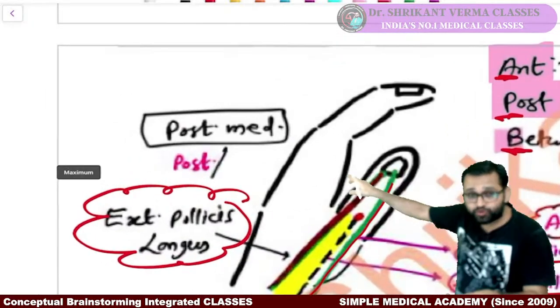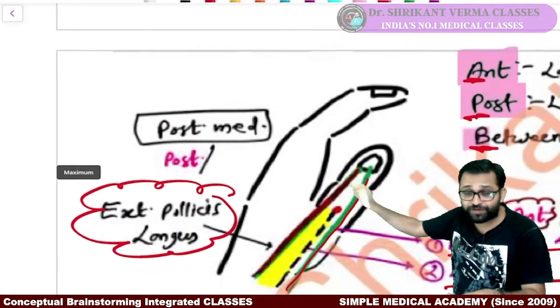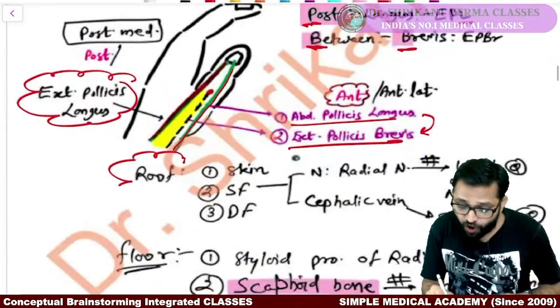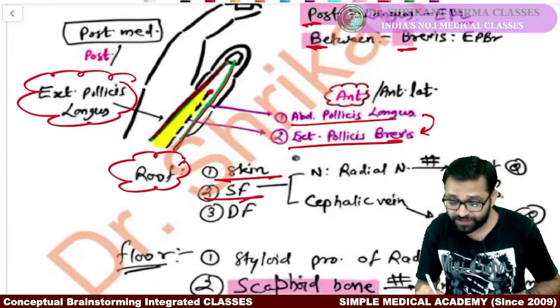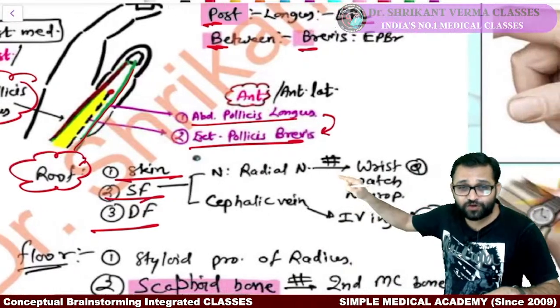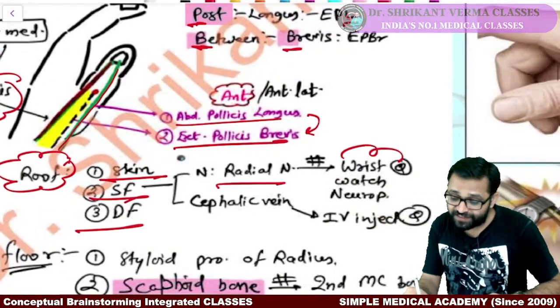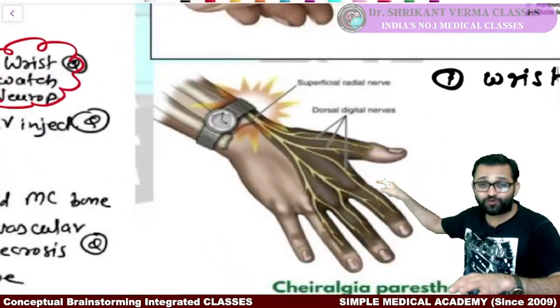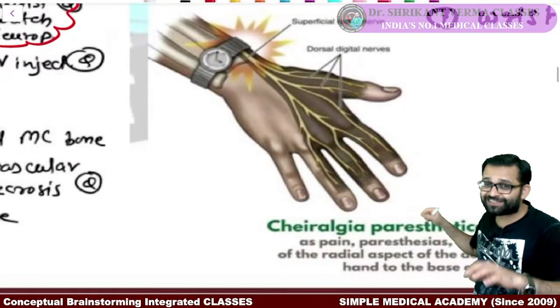While there is our posterior boundary, also you can say posteromedial boundary. Okay, so these are the boundaries. I told you the roof is always formed by the skin, superficial fascia, deep fascia. At the roof there was the radial nerve. If it is compressed due to a tight wristwatch, then it is known as tight wristwatch neuropathy. That is also known as cheiralgia paresthesia.